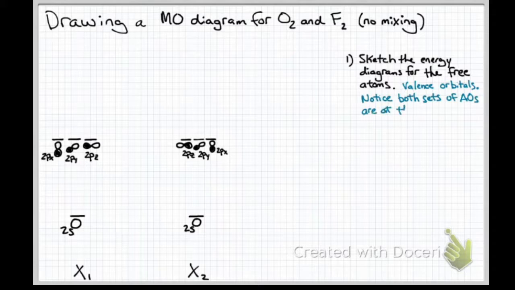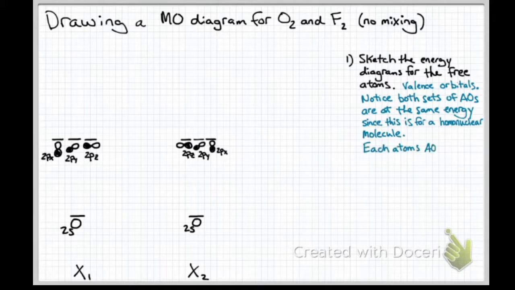So again, take note that both sets of these atomic orbitals are at the same energy. And this is because this is for a homonuclear molecule. In other words, they're the same atoms, so these two atoms have the same beginning atomic orbital energies. And what this means is that each atom's atomic orbitals will contribute equally to the bonding and antibonding molecular orbitals.